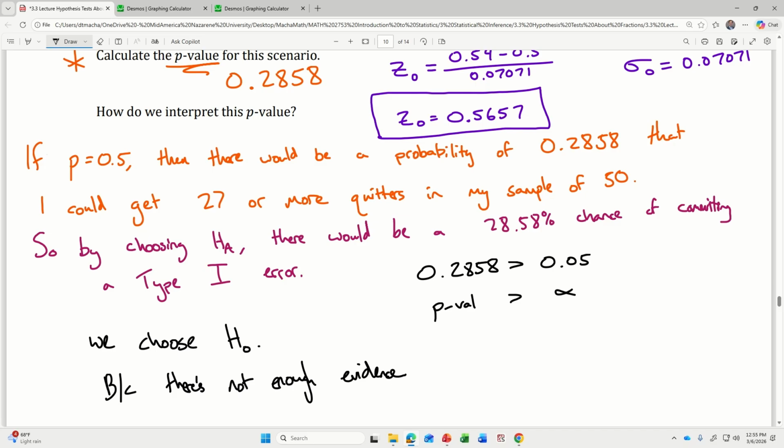In other words, if my sample had more than 27 quitters in it, then I would calculate a smaller p-value. And if it was small enough, it would be less than alpha, and then I could conclude in favor of my alternative hypothesis. That's the sense in which my level of significance tells me how much evidence I need. Alternatively, maybe I could keep exactly the same sample fraction, but if I just had a larger sample size, that's another way of reducing your p-value, is just by increasing your sample size. Because a larger sample size represents more evidence for your alternative hypothesis.